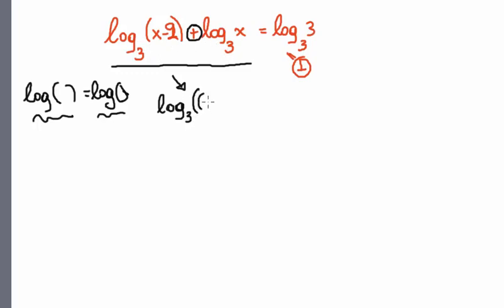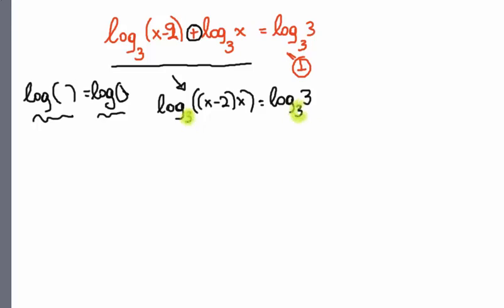So this is going to be equal to the logarithm of x minus 2 times x. And this is equal to the log with base 3 of 3. So now, as you can see, what I have is a log with the same base, the base 3, on both sides. This means that these two logarithms are equal. These are two numbers that are equal.